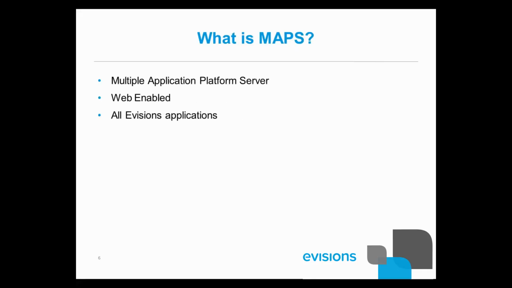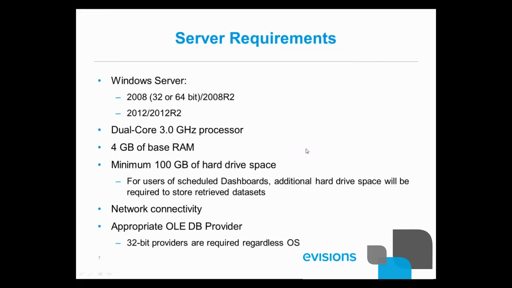MAPS stands for Multiple Application Platform Server. MAPS is web-enabled and is used as the central access, configuration, and delivery point for all the Evisions applications. MAPS can run on any Windows Server operating system listed here. MAPS requires at least a dual-core 3.0 GHz processor with 4 GB of RAM. Please be sure to have at least 100 GB of disk space.